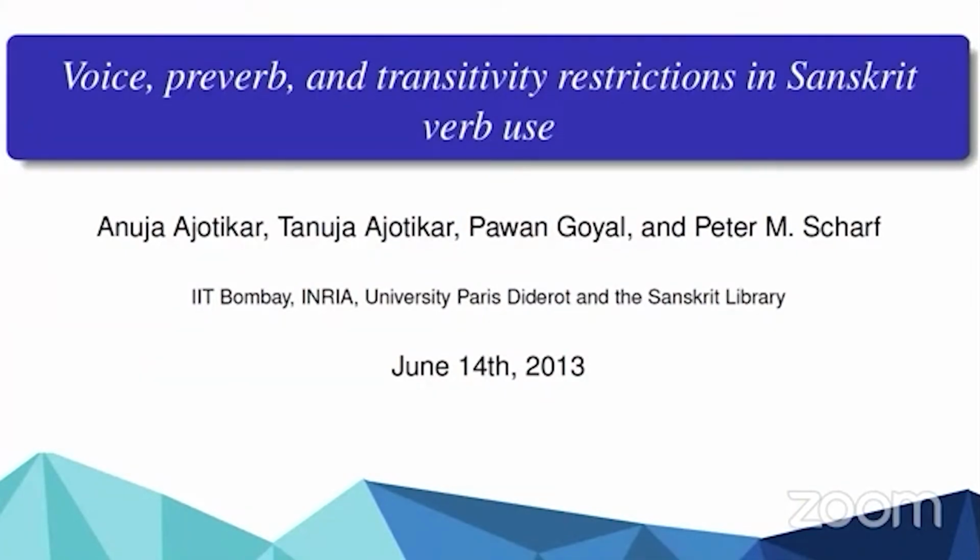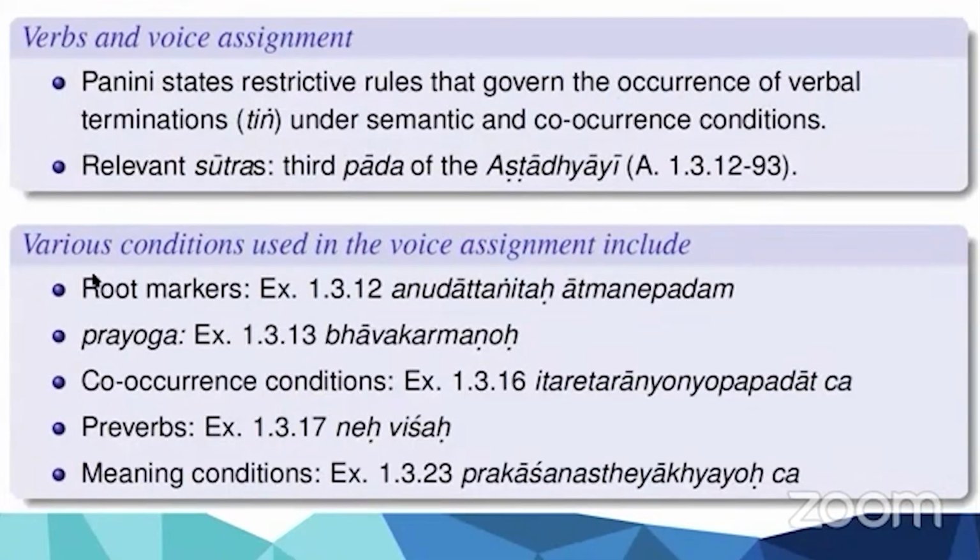Then in 2013, we worked on a slightly different part. This was a much smaller part of Panini's grammar. I don't have much time, so I'll just quickly tell. This was on verbs and voice assignment, rules from 1.3.12 to 1.3.93. They give various restrictions on which preverbs you can apply to different verbal terminations. There are various conditions, for example root markers, prayoga conditions, preverbs, meaning conditions. All of these are there in these 82 sutras.